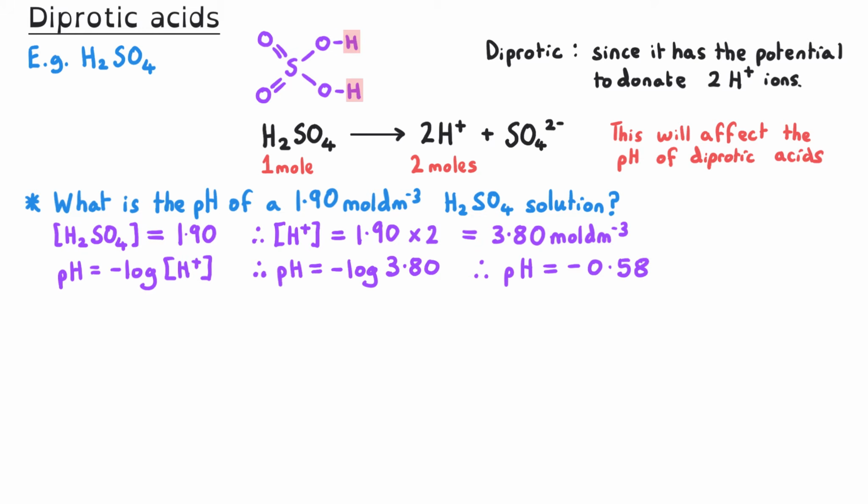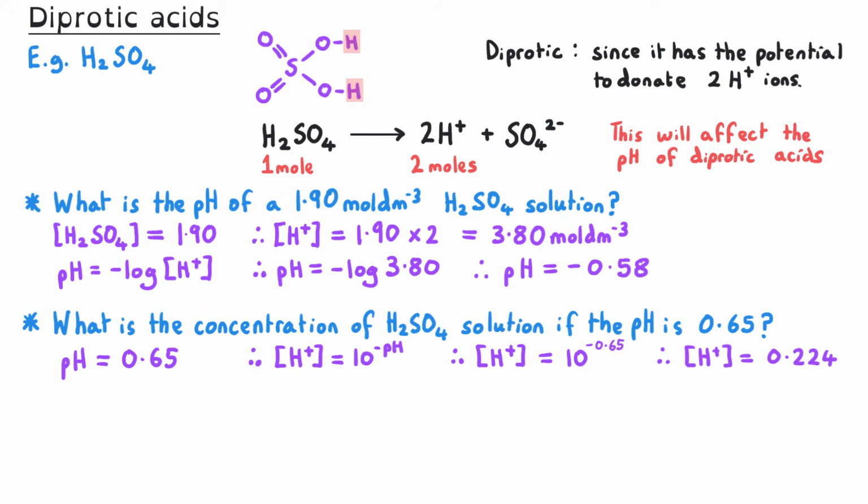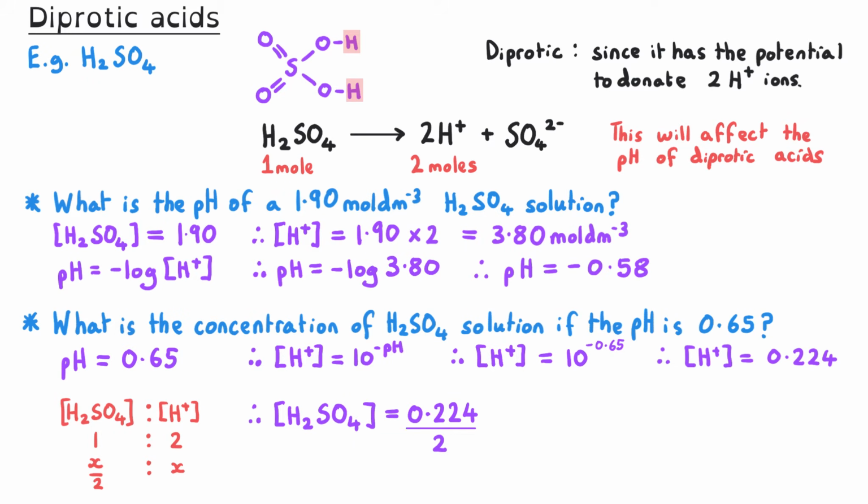And we need to keep this in mind in the other direction as well. So for instance, if we're asked what is the sulfuric acid concentration if it has a pH of 0.65, we need to first recognize that hydrogen ion concentration is 10 to the negative pH, so 10 to the negative 0.65, which gives us 0.22 for the hydrogen ion concentration. But since the moles of sulfuric acid is half of the hydrogen ion concentration, we need to divide that by 2 to give us a sulfuric acid concentration of 0.11.